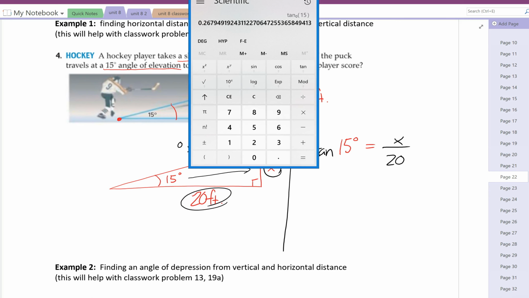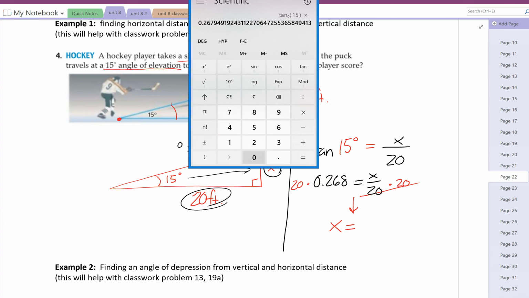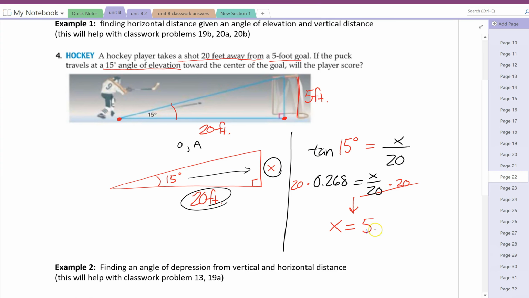So it's 0.26, I'm going to say 0.268 equals x over 20. Now there's really just one more step. I'm just going to have to multiply both sides by 20 to get rid of that fraction. Those are going to cancel out, so x is going to be equal to whatever 20 times 0.268 is, 5.36. So x is about 5.36.